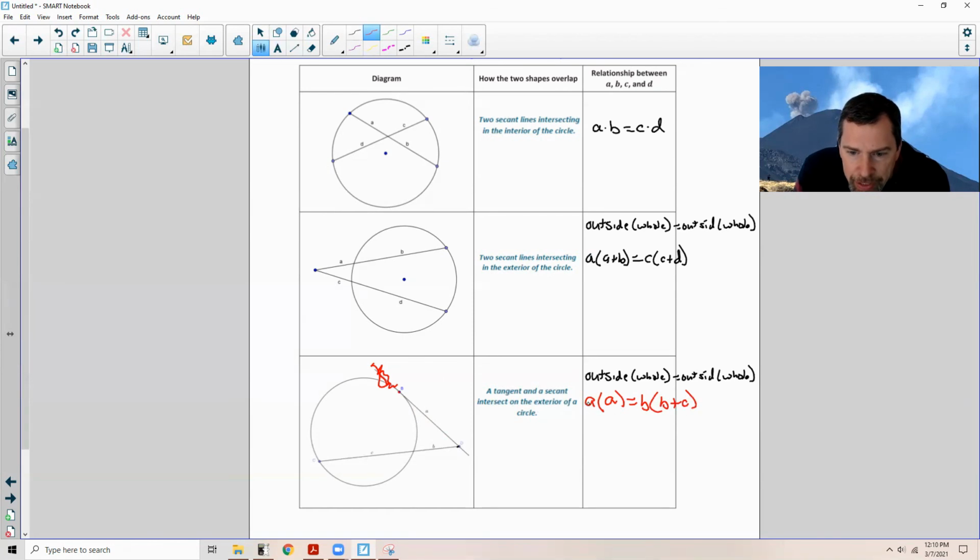But if we simplify this, anything times itself is considered squared. So A squared equals B times B plus C. So there is the formula for a tangent and a secant. So it's the tangent squared times the outside. Tangent squared equals the outside times the whole thing. But outside times the whole is squared when the tangent's equal to the outside. Make sense? Hopefully? Okay. So that there is everything in a nutshell about chords intersecting, secants intersecting, and tangents and secants intersecting.